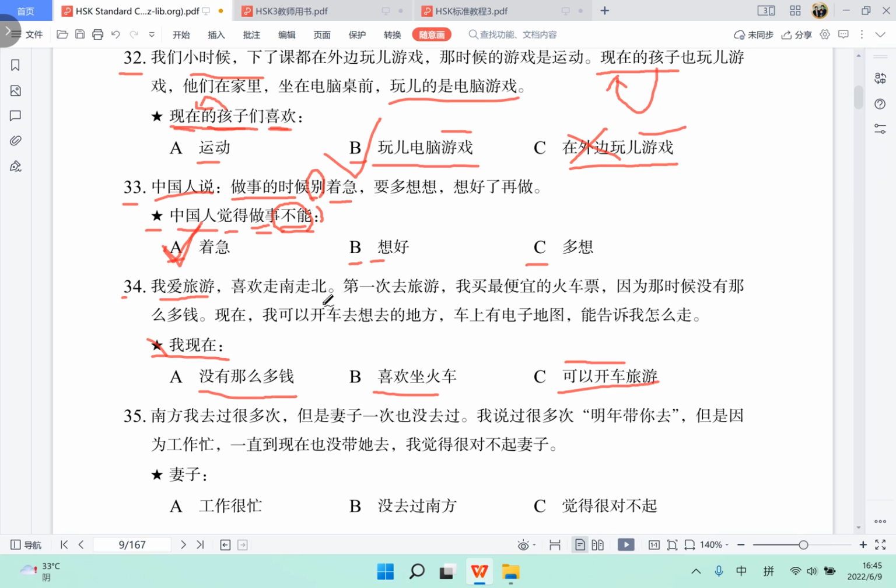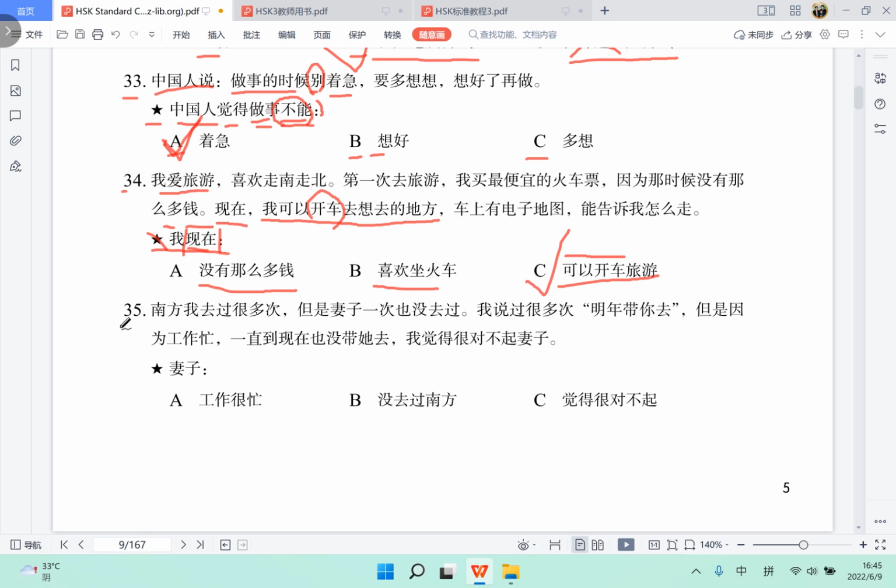可以开车旅游. So we're going to search for the word 我 and 现在. So 我爱旅游, so it's about me. So we're looking for 现在, right? Present. So 现在, okay, here's 现在我可以开车去想去的地方. So I can drive, right? 开车去想去的地方. So choose C here, 可以开车旅游. And 35, 妻子, so something about wife, 工作很忙, so work very busy, 没去过南方, haven't been the southern China, C 觉得很对不起, feel very sorry.